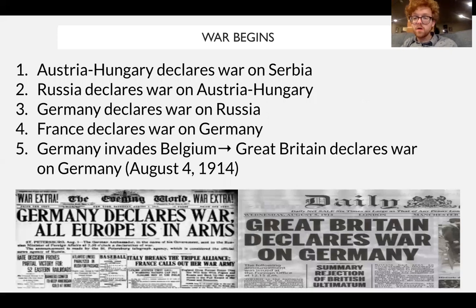And here is where all of these alliances come into play, because Austria is going to declare war on Serbia. And Serbia, having a secret alliance with Russia, Russia is going to declare war on Austria-Hungary. But Austria-Hungary has an alliance with Germany, so Germany is going to declare war on Russia. But Russia has an alliance with the French, so the French declare war on the Germans. And the Germans don't want to fight a 2-front war. So they figure, let's invade France first, and then we can focus on the Russians.